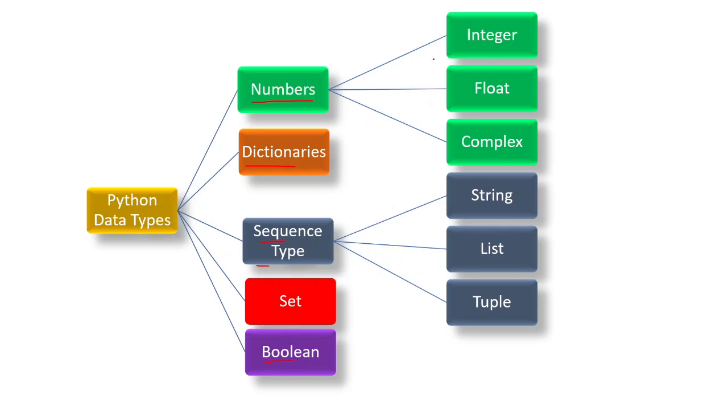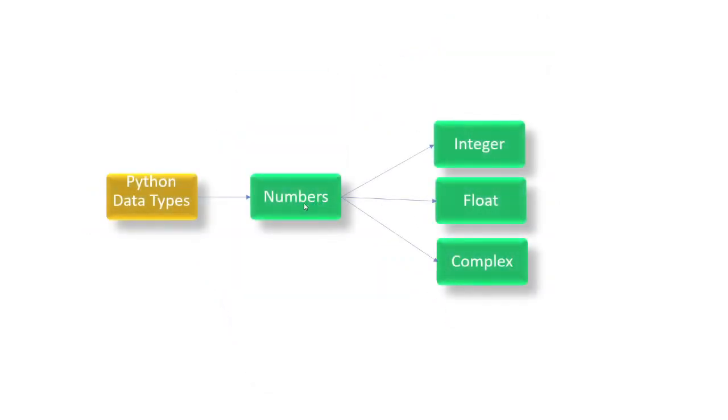Inside numbers we have the integer data type, float data type, and complex data type. In this tutorial we are going to focus mainly on these three only. Under this number category, we have three data types: integer, float, and complex. Integer is used to hold an integral value like 1, 2, 3, 4, 10, 20. These are the integral values.